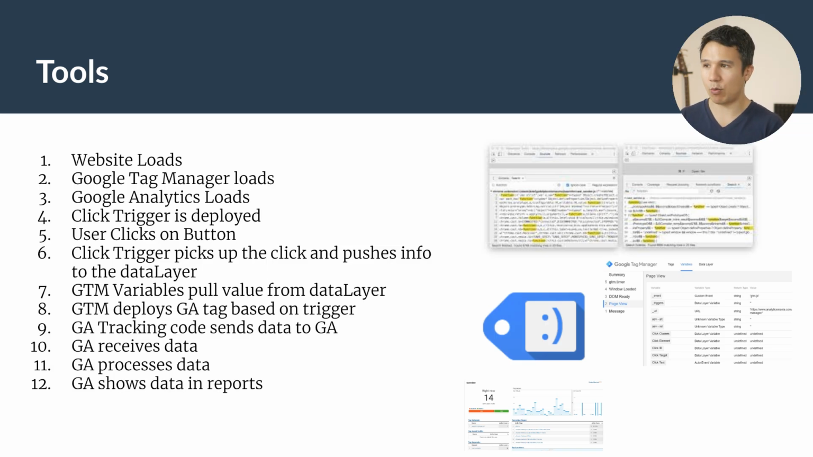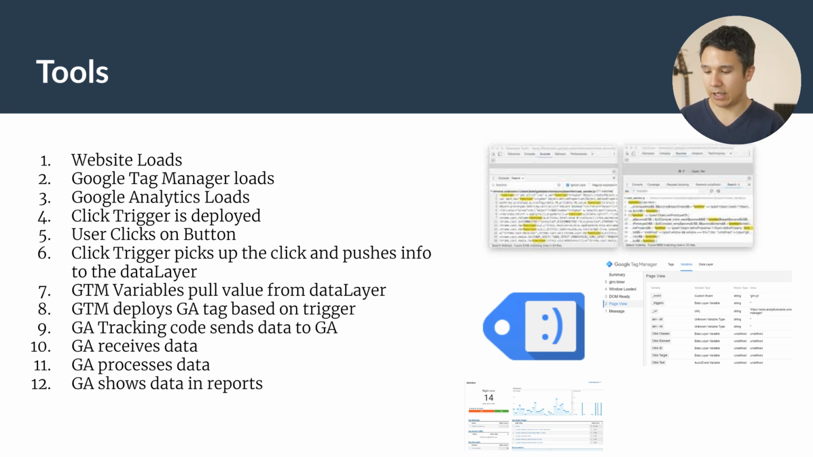So what are tools that I would use for such a process, right? At the beginning, the website loads. We can see that in, for example, the Chrome developer tools. Google Tag Manager does its processes, and there we have the Google Tag Manager debug console. Then data gets sent over to Google Analytics. We have the Tag Assistant to see this. And then data gets received by Google Analytics, and we have, for example, Google Analytics real-time reporting.